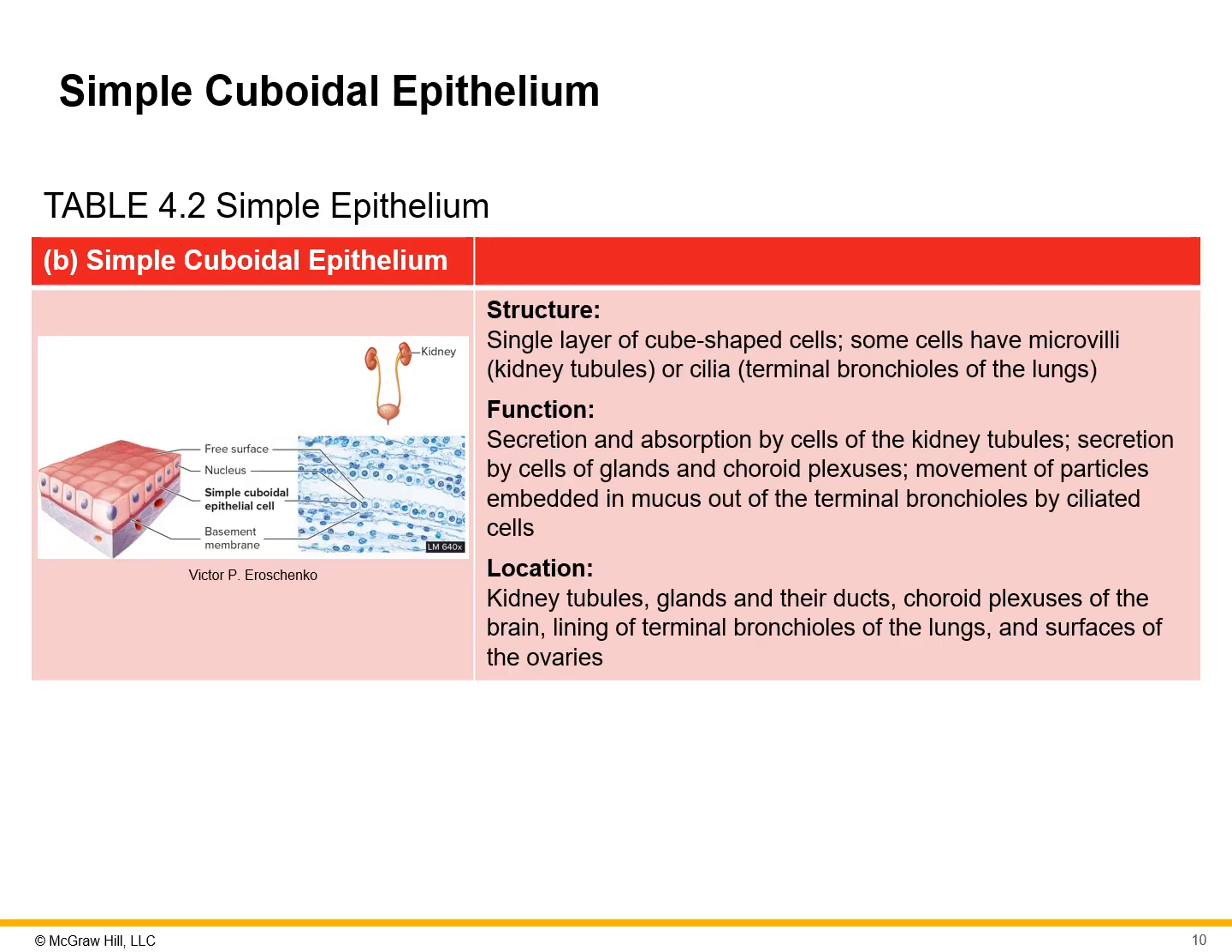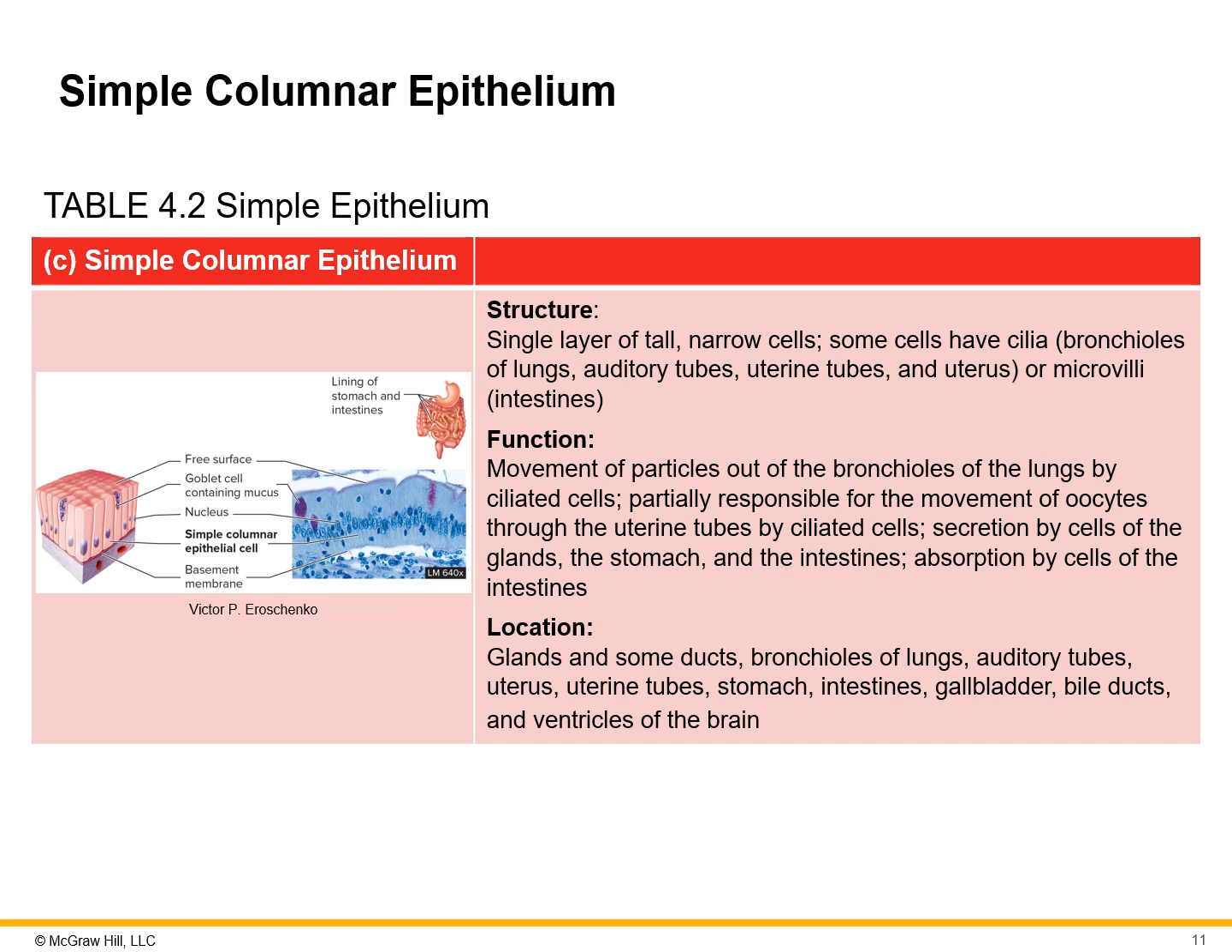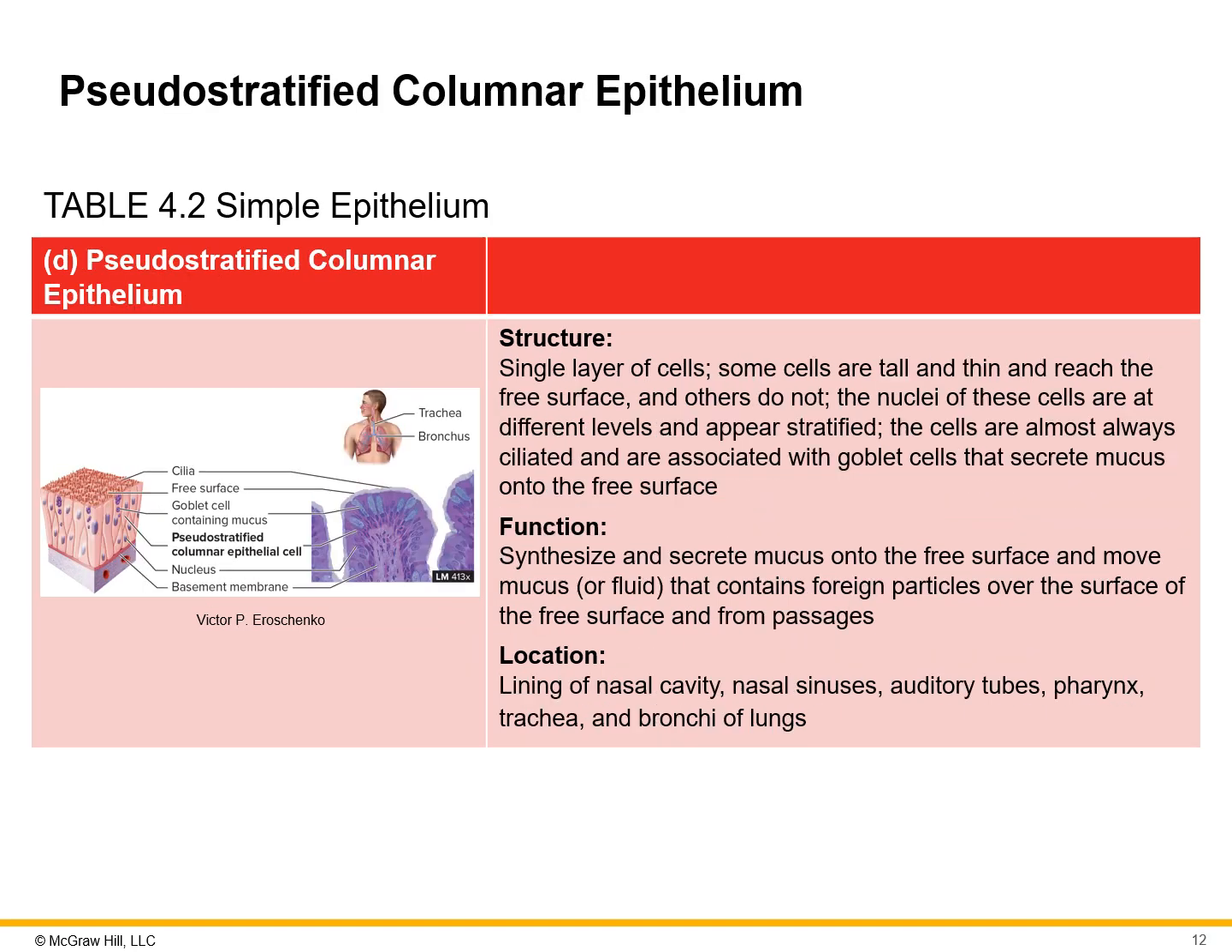So we have our simple cuboidal that are here. These are mainly helping with secretion and absorption in those kidney tubules and glands. The simple columnar, again, single layer. This helps move those particles out of the bronchioles, like mucus that gets secreted and gets rid of some of the microbes that we have. Our pseudo-stratified, again, this is where it looks stratified. It kind of looks like a thick layer, but they're all actually attached to the basement membrane. These are mainly used for making and secreting mucus. So we find those in the nasal cavity, as well as in the respiratory tract.